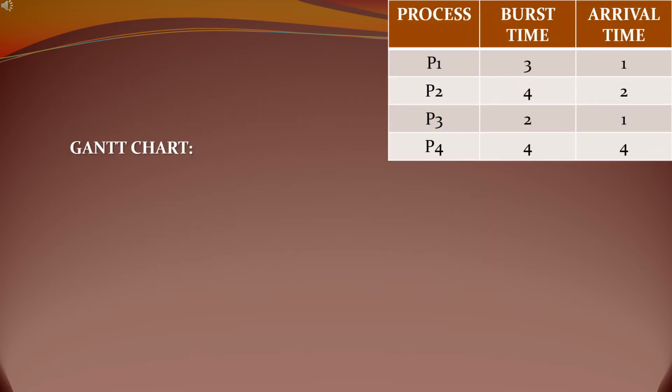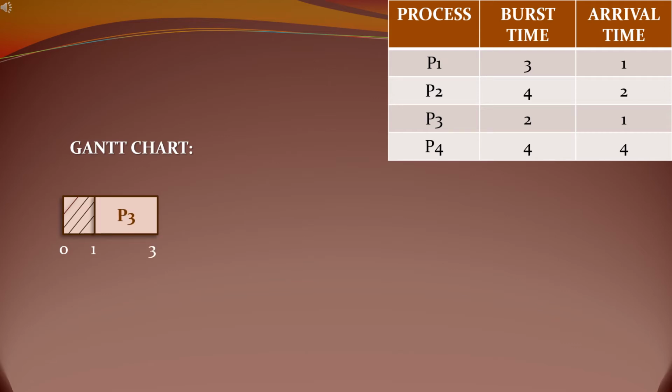So for this problem, first we have to prepare a Gantt chart. As you can see in this process list, no process is started or arrived at the time 0. So 0 to 1 should be idle.